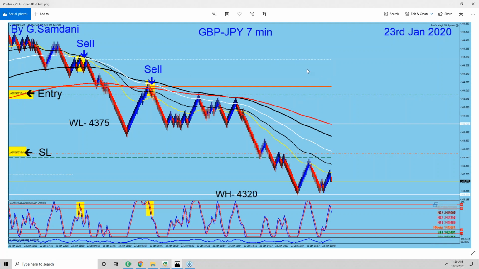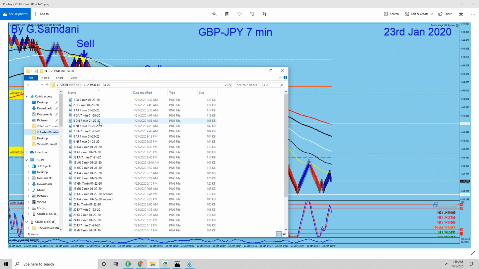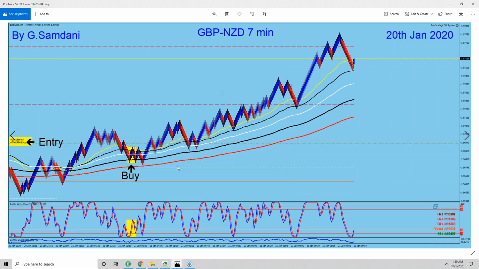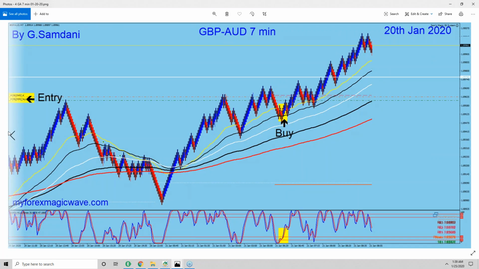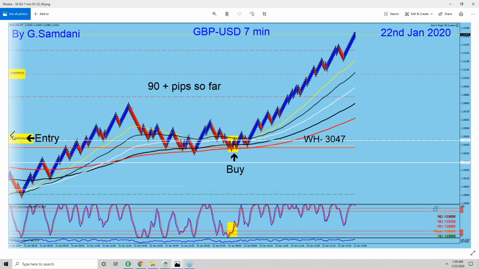How many trades? Only yen pairs, only yen. And besides that, I had so many other pair trades, let me show you real quick here. This is, for example, GN. Look, GN trade, a big trade. On the 20th, I had also this one. Before that was pound Aussie. I had pound Aussie, pound USD, pound CAD, pound USD, all kinds of trades. Last week was busy.